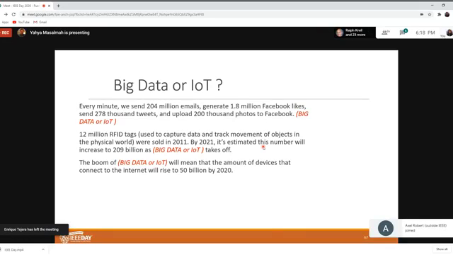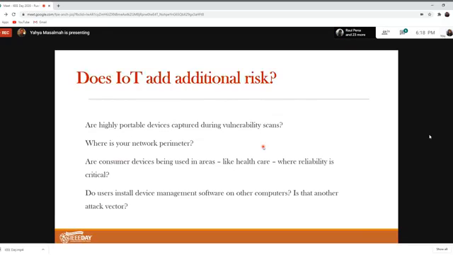I'm going to move a little bit quicker just to talk about the cybersecurity challenges that we have. Does the IoT, the Internet of Things, add additional risk? I will say yes. Are highly portable devices captured during the vulnerability scans? Where is your network perimeter? Can you define the attack surface? When we are talking about the attack surface, I would like to look at the infrastructure from all its sides and make sure that there is no illegal entrance to the access of my network perimeter or the infrastructure that I'm working with.